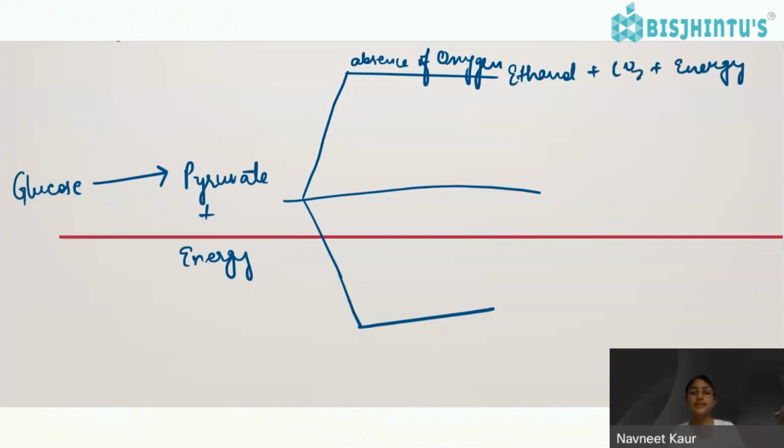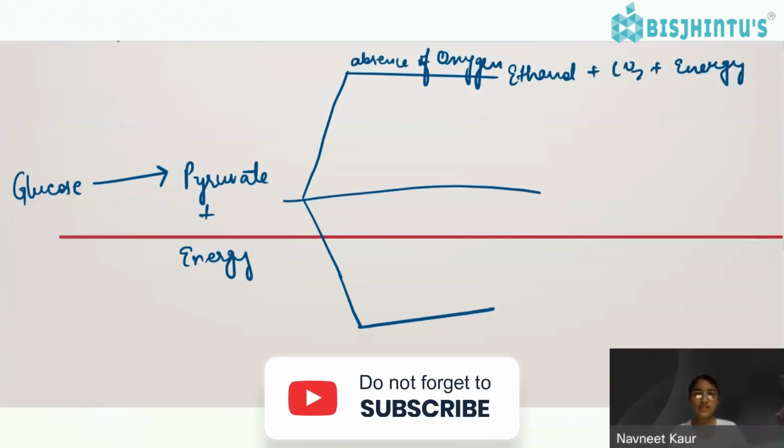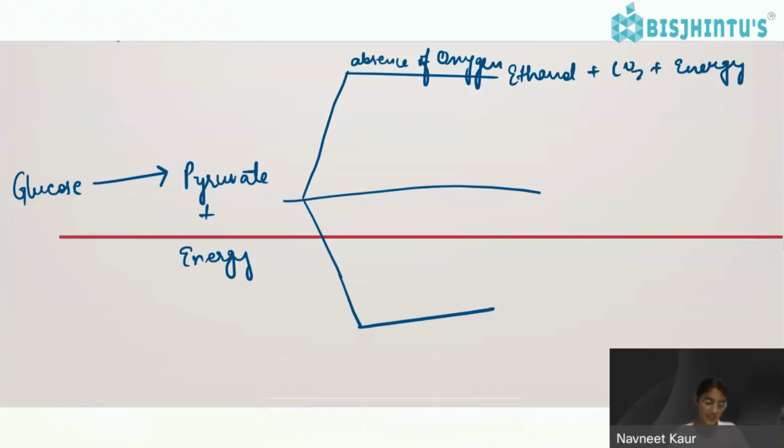Please remember that this process is taking place in the absence of oxygen. And if it is taking place in the absence of oxygen, it must be called anaerobic respiration. Right? We'll be learning about anaerobic and aerobic respiration in detail in the next few slides.